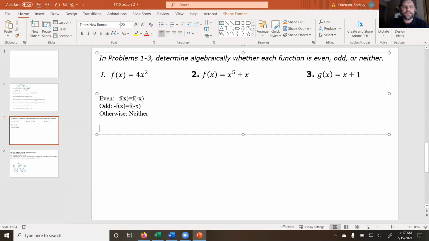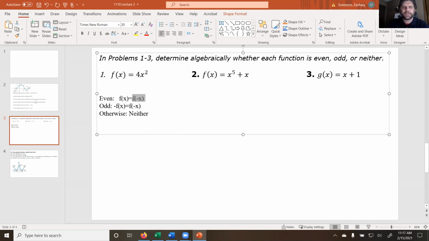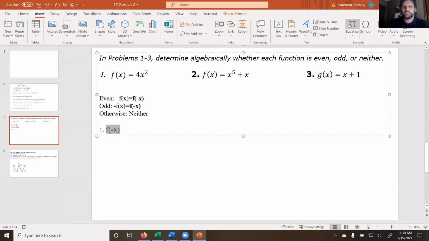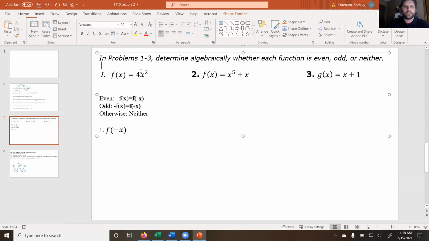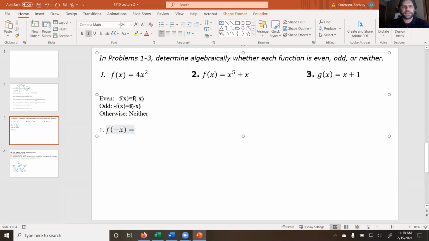And so this process, we might note here that this f of x or f of negative x shows up in both tests. And so my very first step is to find f of negative x. So for question 1, how do I find f of negative x? You'd replace x with negative x. Mm-hmm. And see if it equals. Yeah, so I replace my x in this equation with negative x, just like we did with the symmetries.